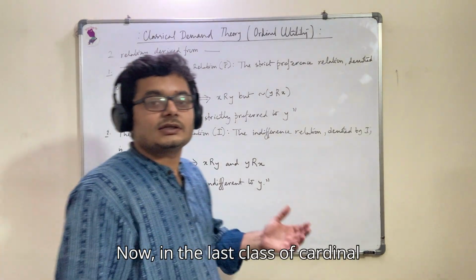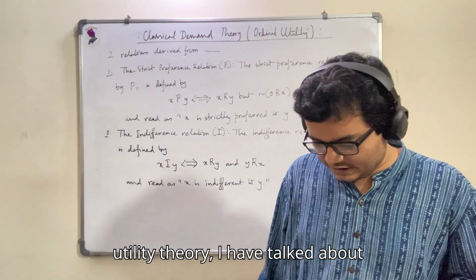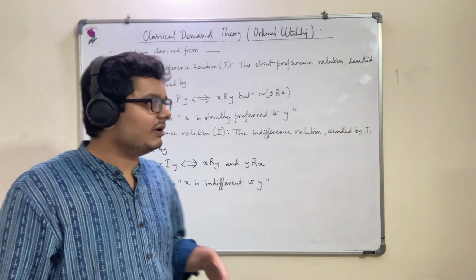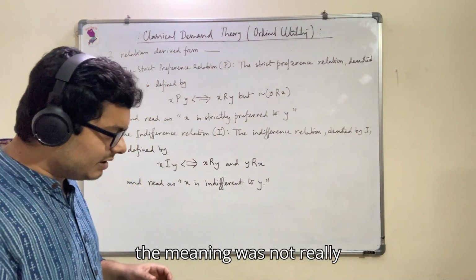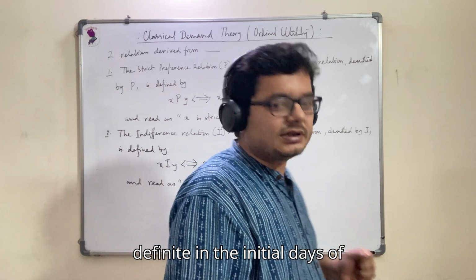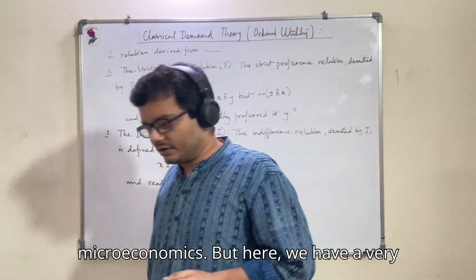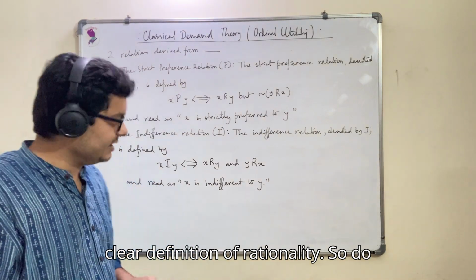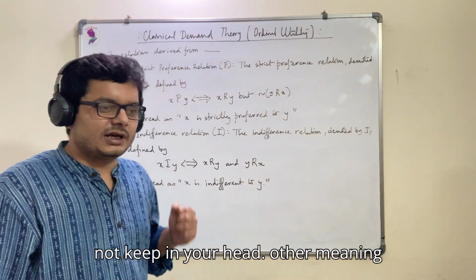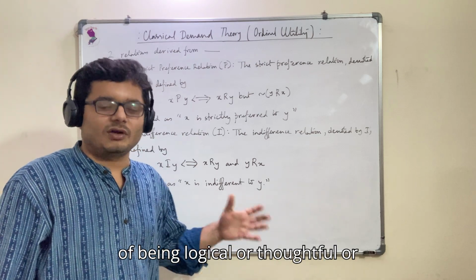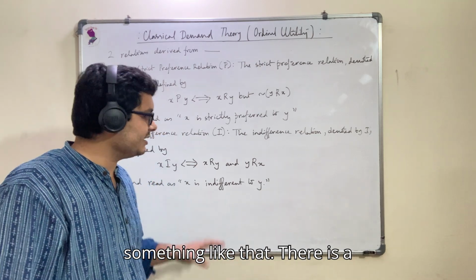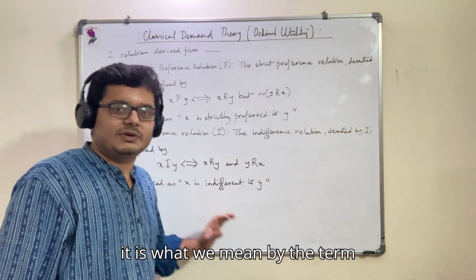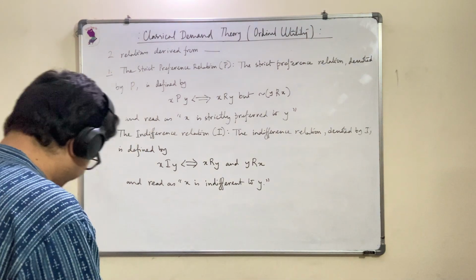Now, in the last class of cardinal utility theory, I talked about rationality and how the meaning was not really definite in the initial days of microeconomics. But here we have a very clear definition of rationality. So do not keep in your head some other meaning of being logical or thoughtful or something like that. There is a definition, we are going to write it, and it is what we mean by the term rational. Okay?